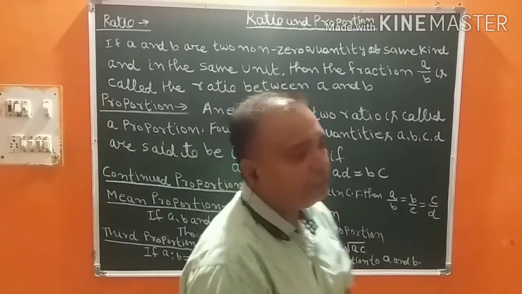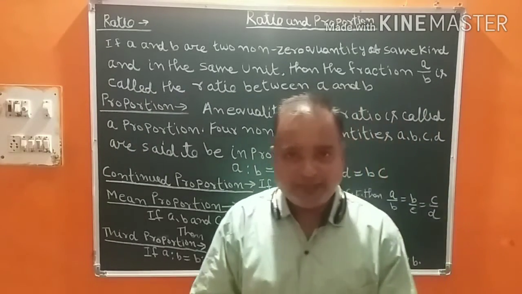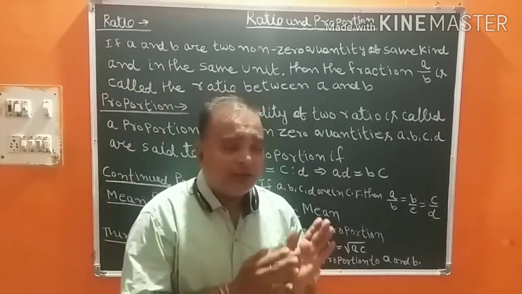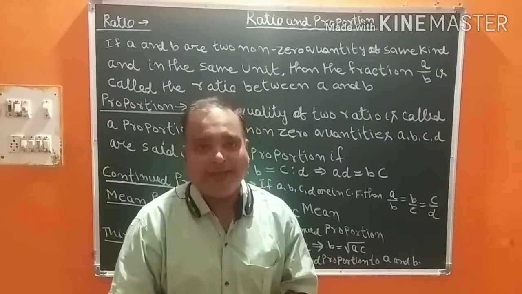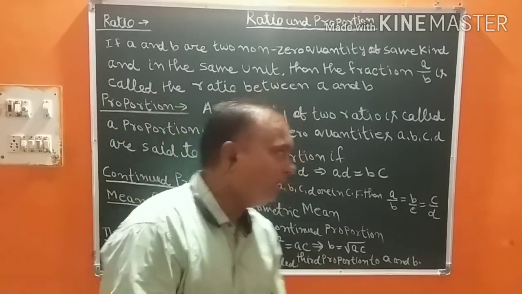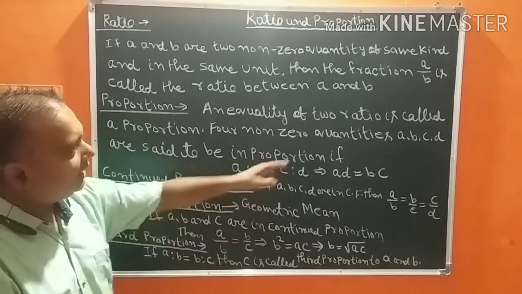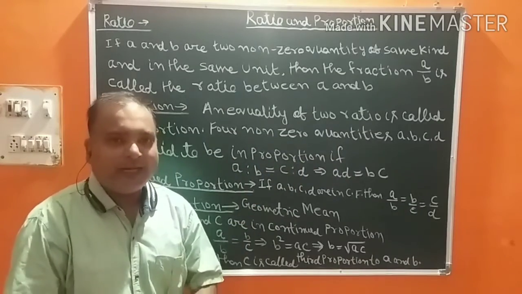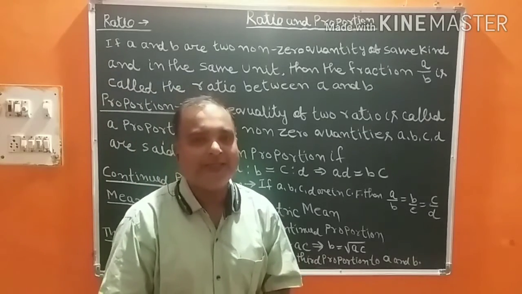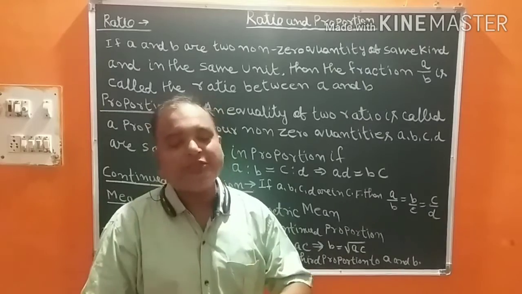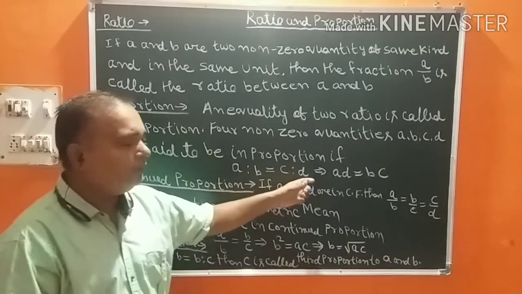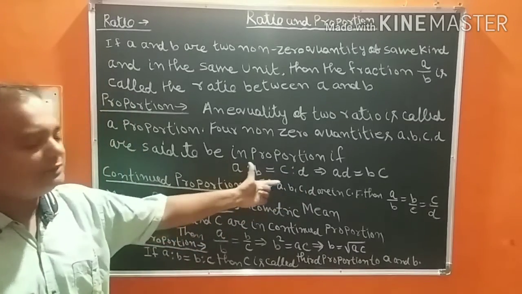Now, for example, if we have two ratios, the ratio of A and B and the ratio of C and D. So, the next term is proportion. If two ratios are equal, I repeat, if two ratios are equal, then we can say they will be in proportion. For example, there are four non-zero quantities like A, B, C and D, and the ratio between A and B, that is A ratio B, and the ratio between C and D, that is C ratio D. And if both the ratios are equal, we can write A upon B is equal to C upon D, or A ratio B equal to C ratio D.